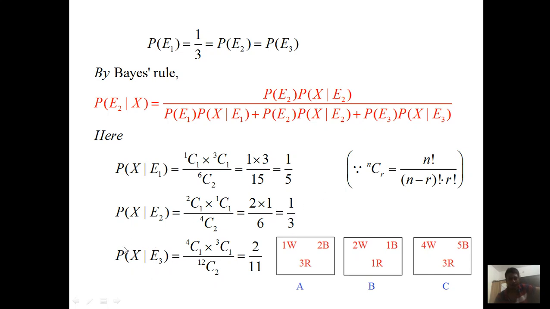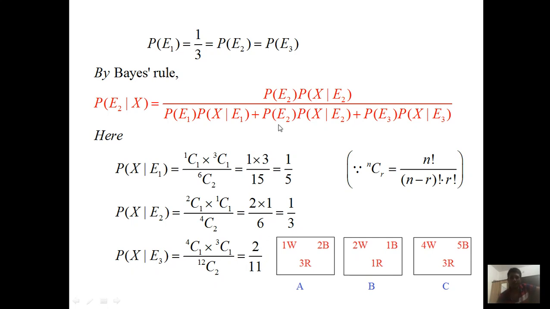Similarly, probability of X given E3. Box E3 is selected. It contains 4 plus 5 plus 3, total 12 balls. Out of these 12 we have to select 2. So total outcome is 12C2. For the favorable outcome, out of 4 white we have to select 1, so it represents 4C1. There are 3 red. Out of these 3 red we have to select 1 red, so its possibility is 3C1. Again use this formula, and simplification leads to 2 by 11.